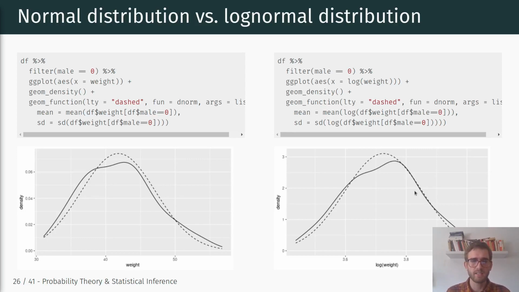Also keep in mind, of course, the original scale here is skewed. The logarithmic transformation is nonlinear, and it pulls the extreme values on the upper end closer to the distribution, and therefore leads to a more symmetric distribution for the logarithm of weights. So it helps us deal with these extreme values.